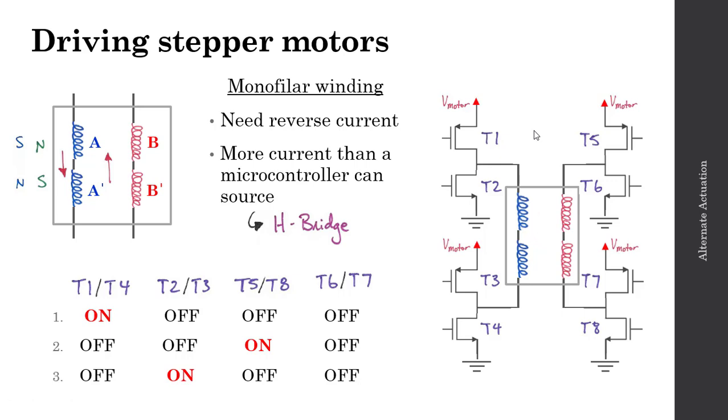And then finally, we need a current going through B prime and B in the opposite direction as step 2 here. So we will go ahead and turn on the T6, T7 transistor pair, leaving everything else off. And as a result, we'll get a current flowing through the coils from B prime to B. And then this cycle would repeat, 1 through 4.